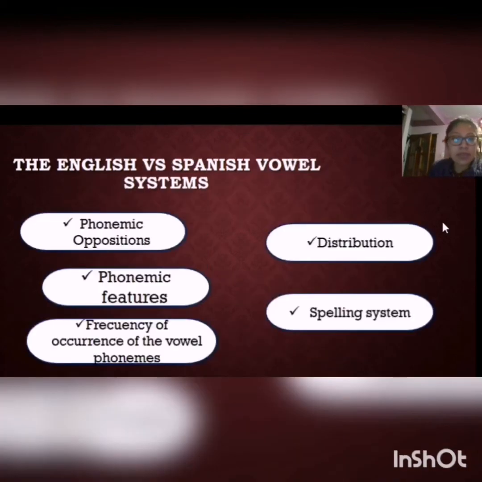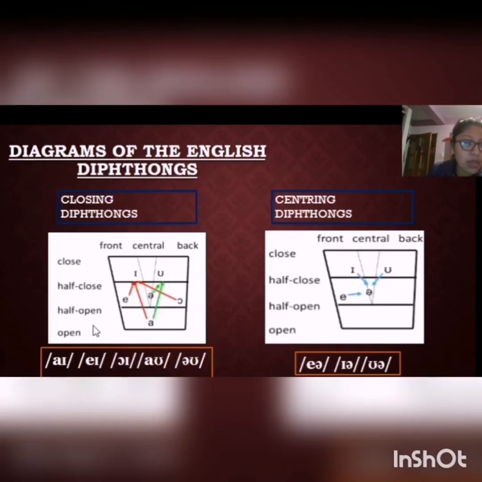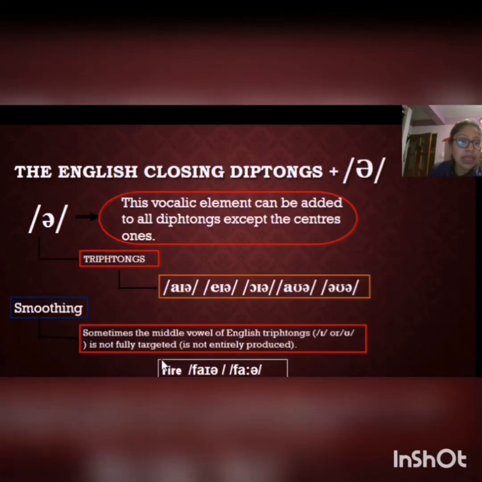Now it's time to talk about the triphthongs. English has 5 triphthongs, and all of them are made by the adding of this pure vowel. This vocalic element is added to all diphthongs except the centring ones. So, this vocalic element will be added to these closing diphthongs, forming the triphthongs, as you can see here.